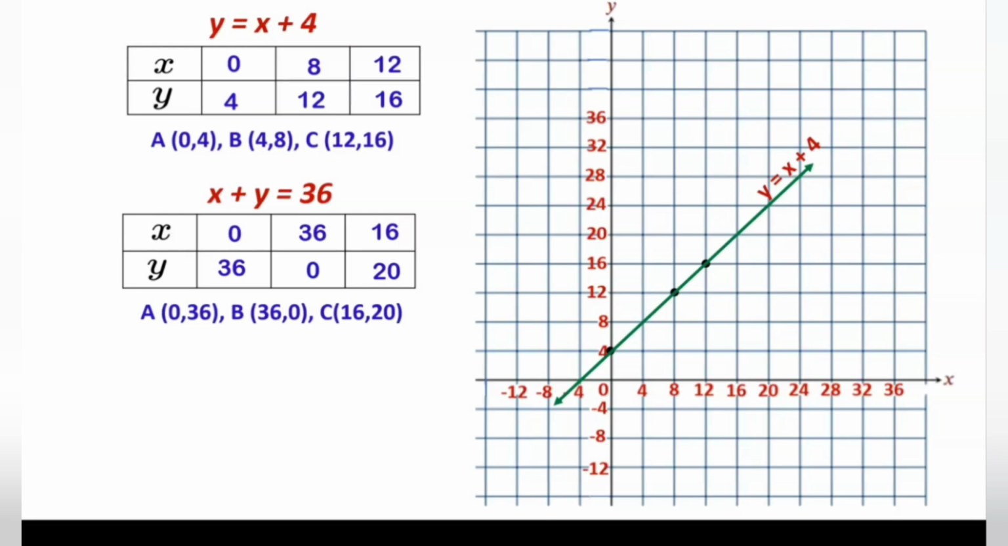Now coming to the other points, first (0, 36). It lies on the y-axis again, (0, 36). (36, 0) lies on the x-axis.